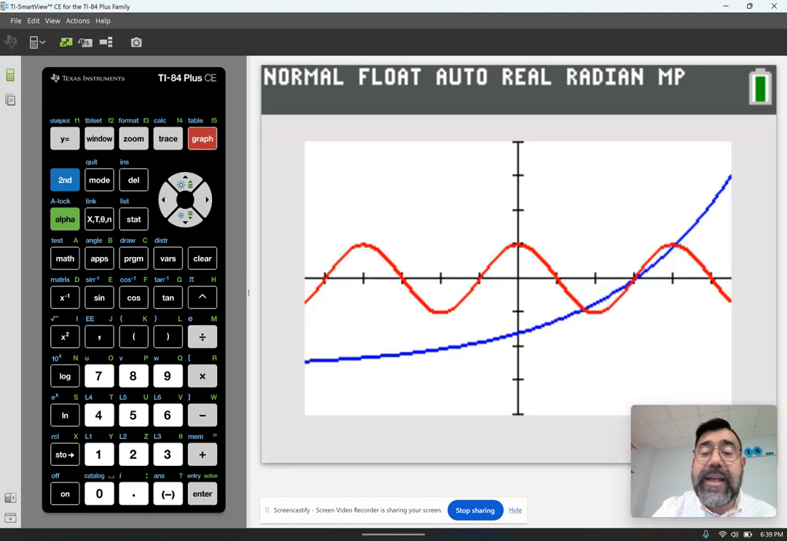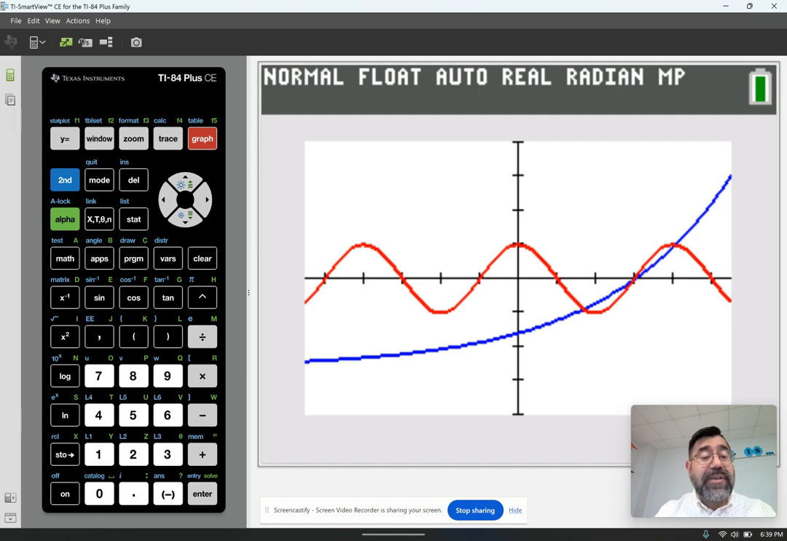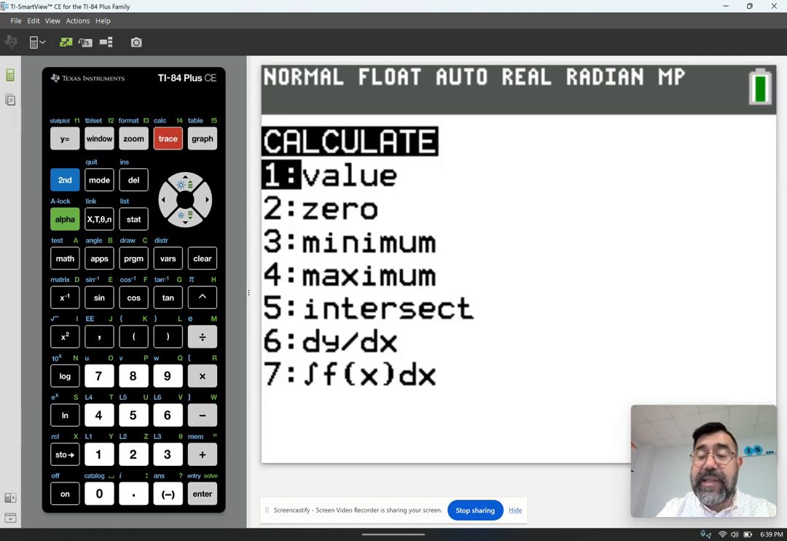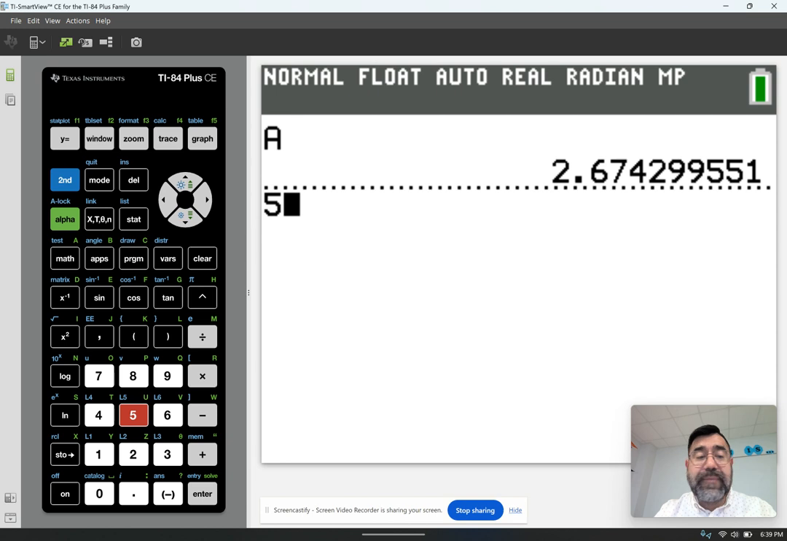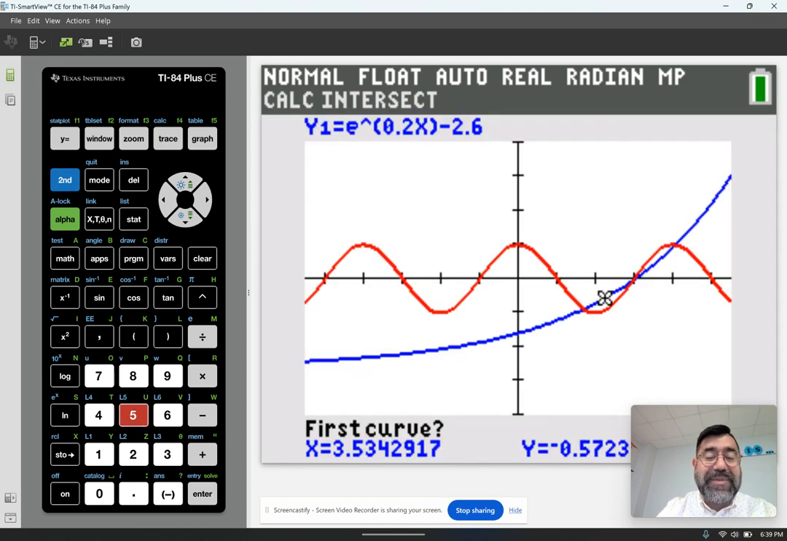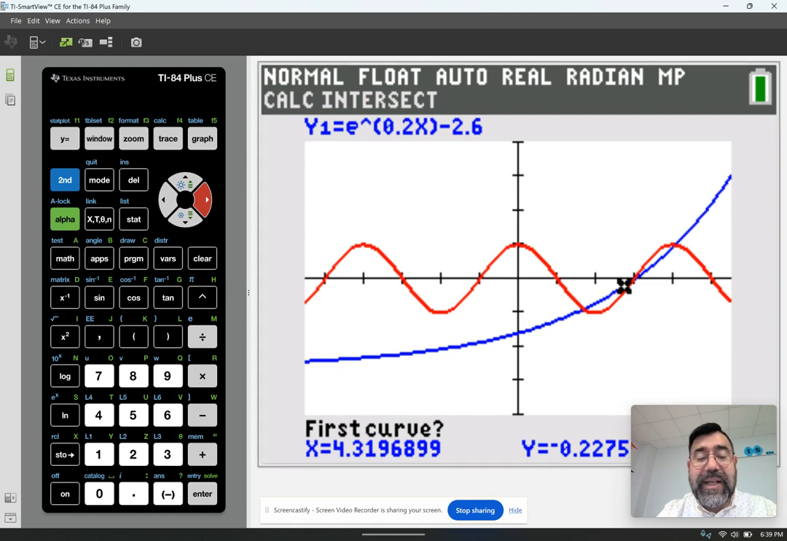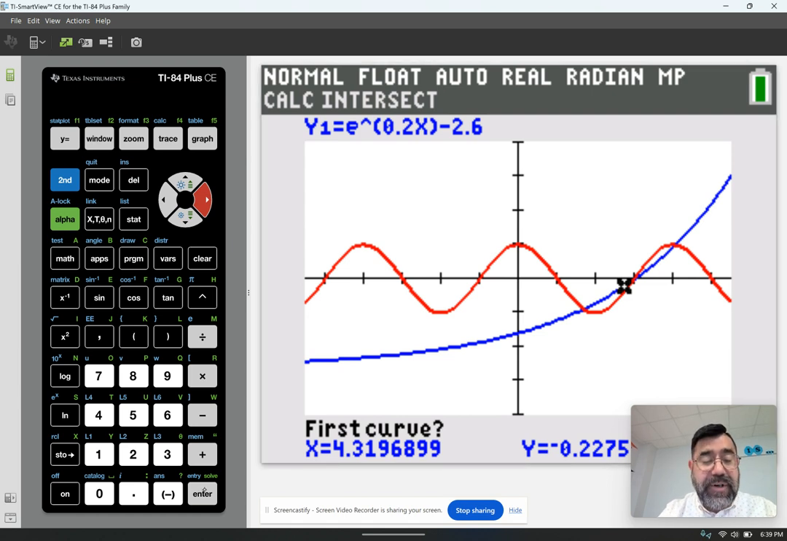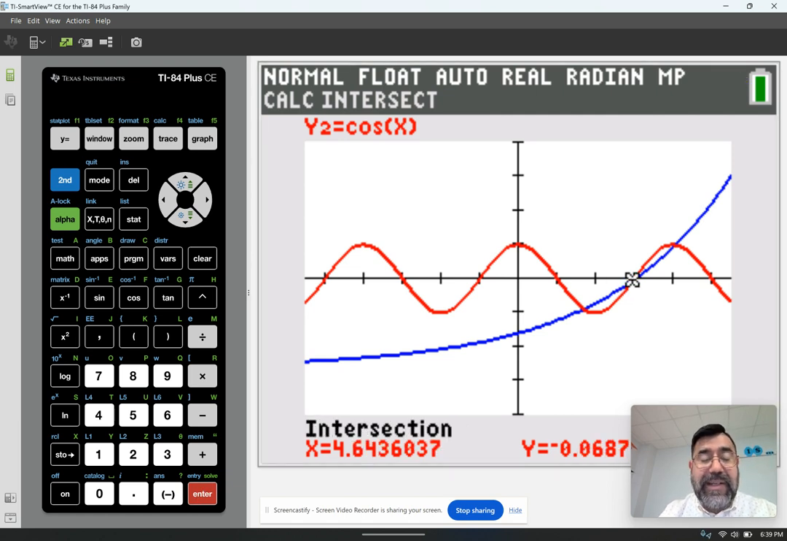Okay, let's go back. I need to find the other intersection points. So I'm going to keep going. Second trace, option number 5, the intersect. I'm going to move closer to the next intersection point. Again, it's asking me, is the blue curve the first curve? Yes. Is this red one the second curve? Yes. Press enter, and it's going to give me the next intersection point. That is the next intersection point.